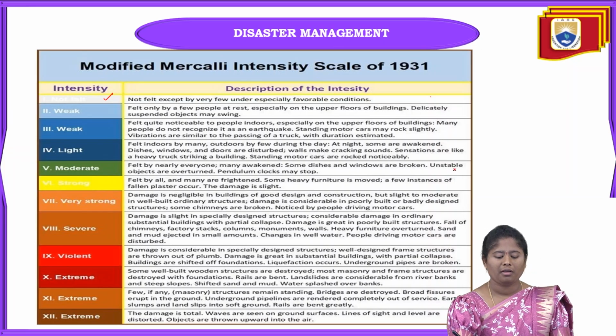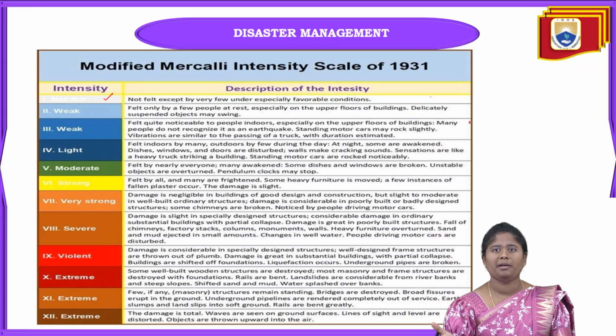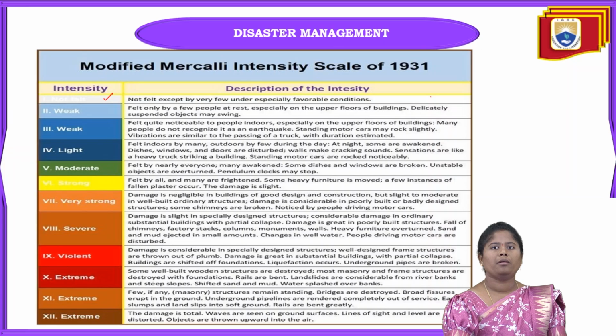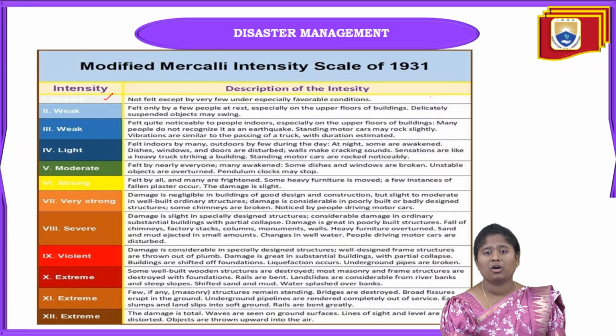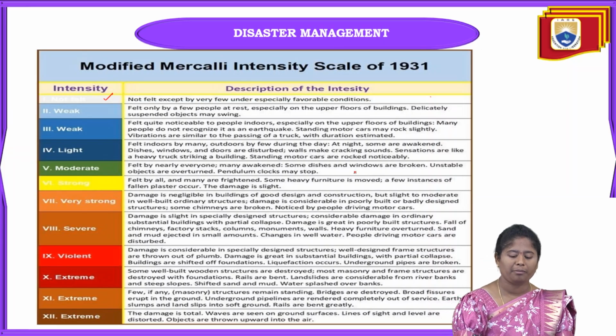Next one is moderate. In this moderate one it will be felt by everyone, people will be awakened, dishes and windows broken, and unstable objects will be overturned. We can easily feel this one. Next one is strong. In this strong one it will be felt by all, and many will be frightened. Why? Because heavy furniture gets moved, and falling of plastering occurs at that time.